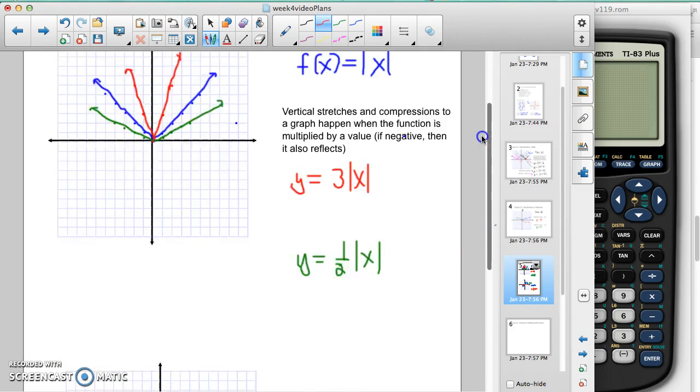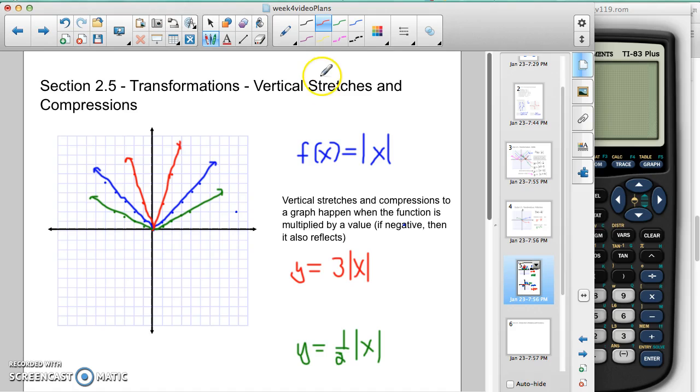So to summarize again, vertical stretches are when we have a number multiplied in front by a value that's larger than 1 or smaller than -1. If it's negative, it's going to reflect as well as be stretched. And then our compressions are going to happen when our numbers are less than 1, but greater than -1, so somewhere in between that. But we couldn't have a 0 value because then we wouldn't have a graph there. And that's the last transformation on stretches and compressions.